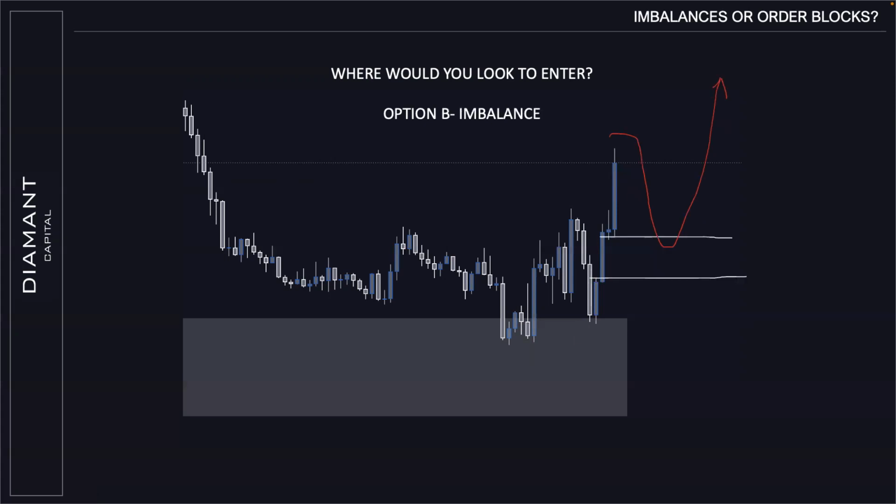Or would you go for option two, the imbalance? Now, this is something that you're going to see a lot on the lower time frames, and definitely test it and test it and test it.